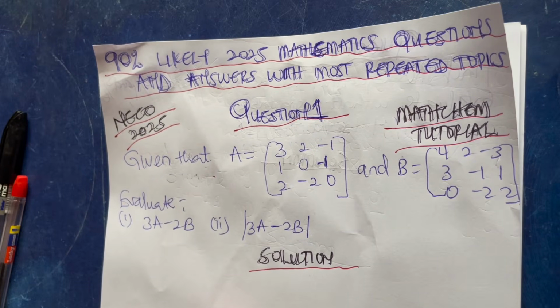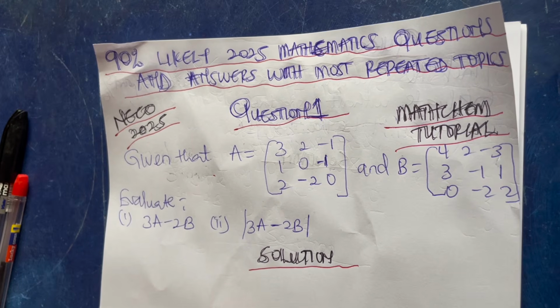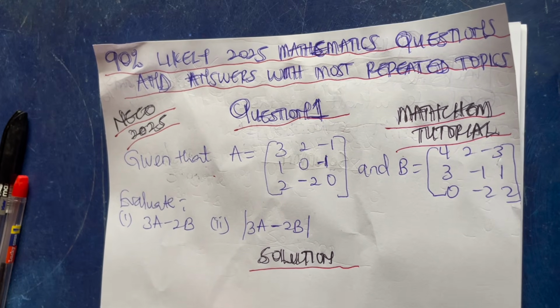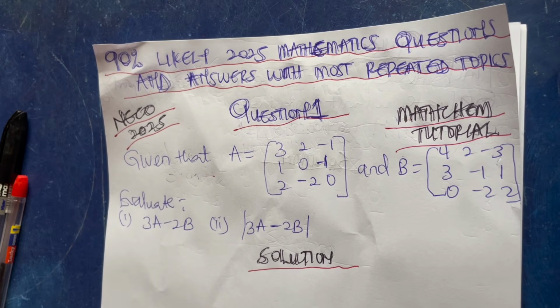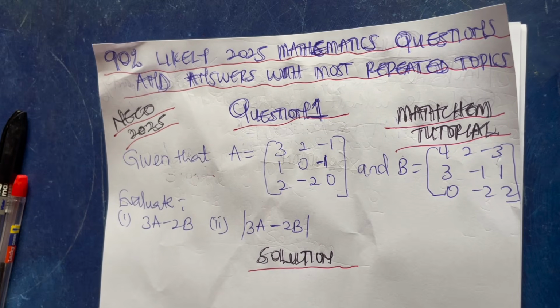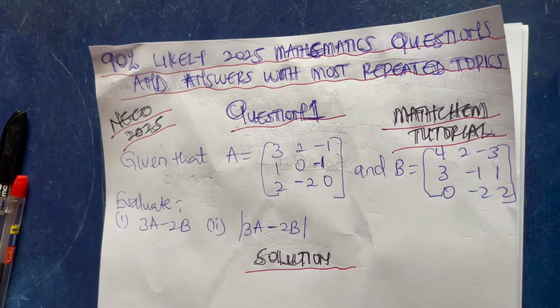In this video, we'll be looking into 90% likely to identify mathematics questions and answers with the most repeated topics for NECO 2025. So this is question number one. This question number one is matrix. Matrix is a very important topic that you should take note of in NECO 2025 mathematics. So let's solve this question.